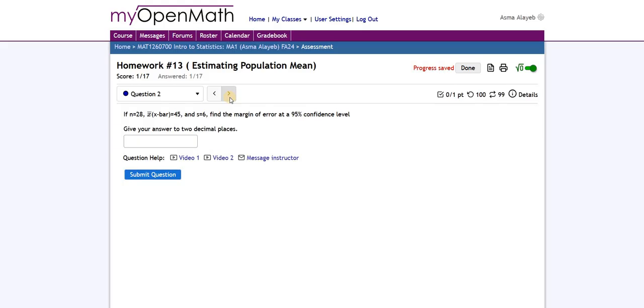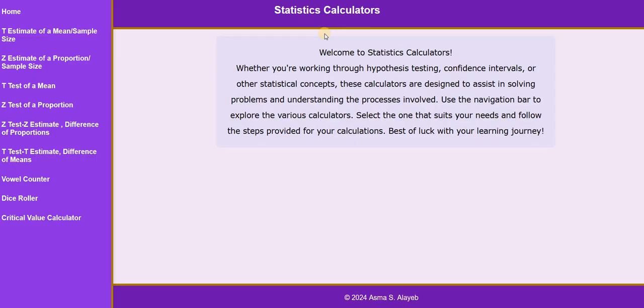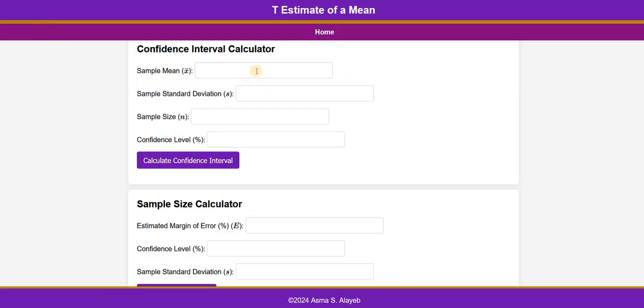Question number 2. If the sample size n is 29 and x bar is given 45 and the sample standard deviation is 6, find the margin of error at a level of confidence 95%. So in order to solve that question, we're going to go to the calculator, navigate to the home page, and then we will use the T estimate of a mean because we're estimating the population mean. So we're going to use the T distribution or the T estimate. In this case, we're going to compute the confidence interval in order to obtain the margin of error.